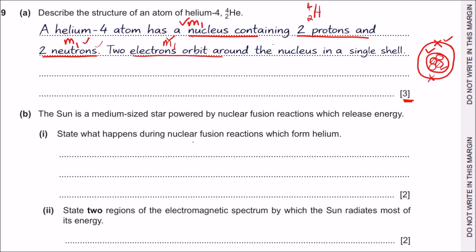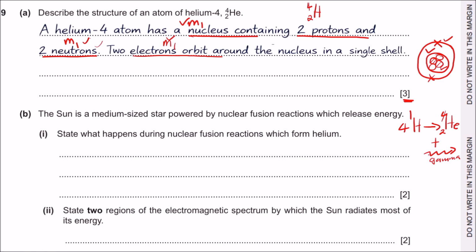Part B says the sun is a medium-sized star powered by nuclear fusion reactions which release energy. State what happens during nuclear fusion reactions which form helium. Now, in thermonuclear fusion, which you talked about, you said 4 protons or hydrogen nuclei will combine to form a helium nucleus with a mass of 4 and atomic number of 2, releasing energy in the form of gamma radiation.